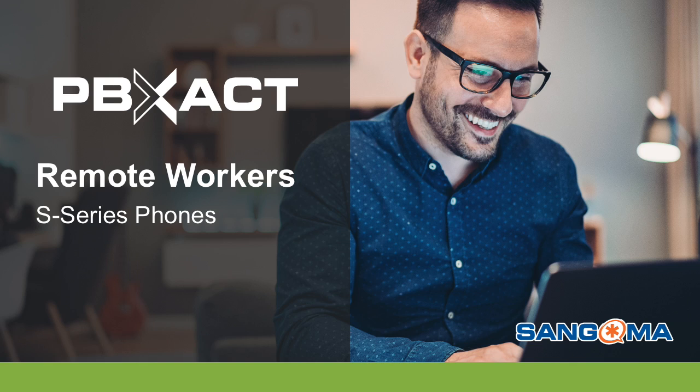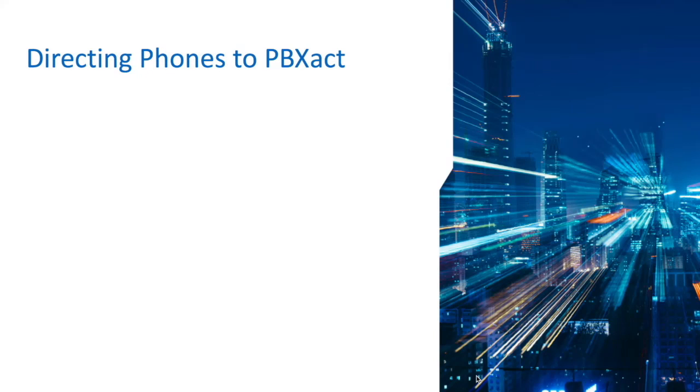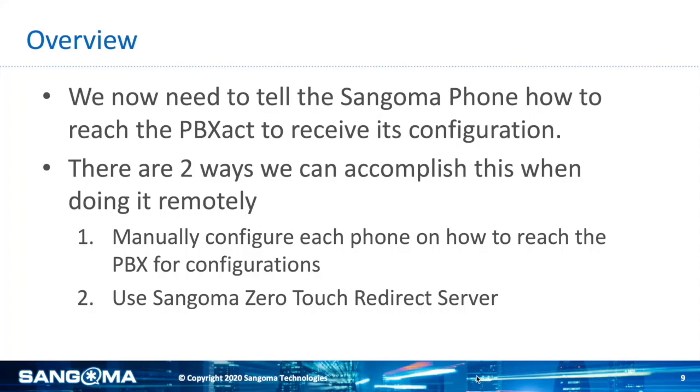I'm going to explain the end-user experience when working as a remote worker. Directing phones to PBXact. We need to tell the Sangoma phone how to reach the PBXact to receive its own configuration. And there are mainly two ways we can accomplish this when doing it remotely: manually configure each phone on how to reach the PBX for configuration, or using the Sangoma zero-touch redirect server.